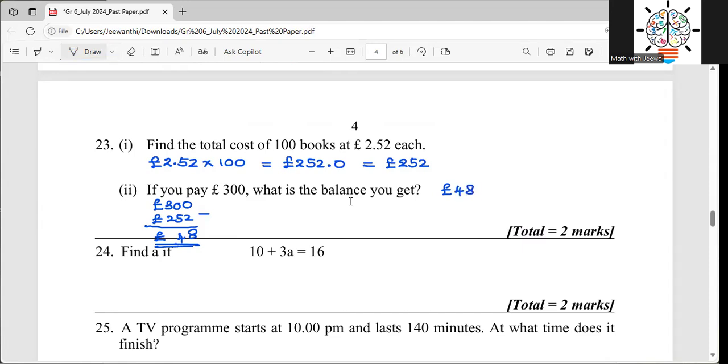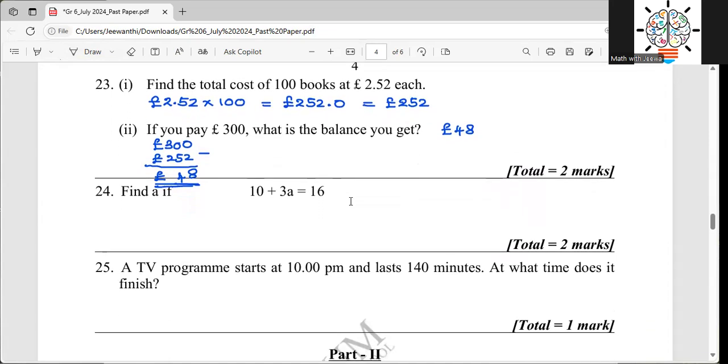Right? Then the next one, you want to find A. So then here what I do, children, I just keep 3A as it is and I send that positive 10 to the other side, that becomes negative 10. Then 3A means 3 times A is equal to 6. And I'll come here. So then I keep A here alone and the multiplication 3 becomes division 3.